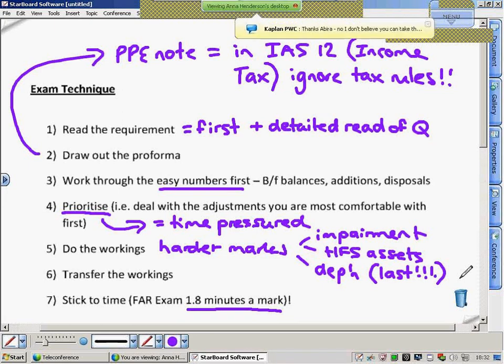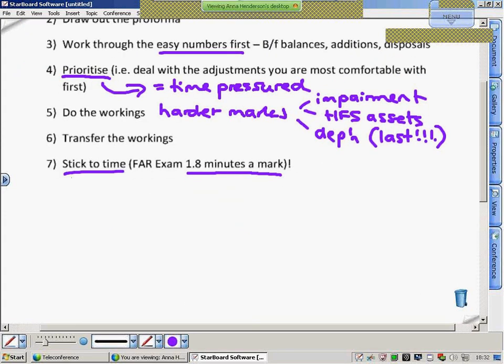Transferring your workings as you go. So there was criticism in the past of students, you know, they've been asked to prepare a PP&E note, and what the examiner gets is a blank pro forma and a whole sheet of workings behind. As you calculate something, transpose it onto the PP&E note. And more important than anything else, you've got to stick to time.